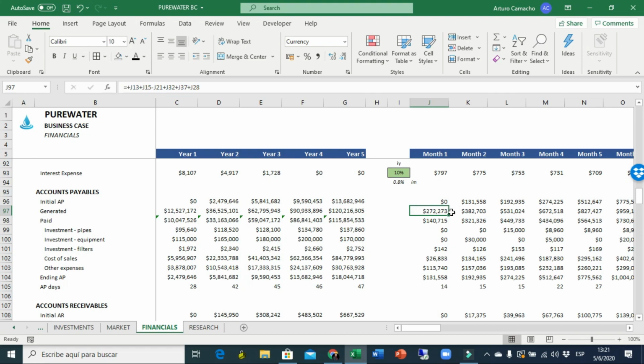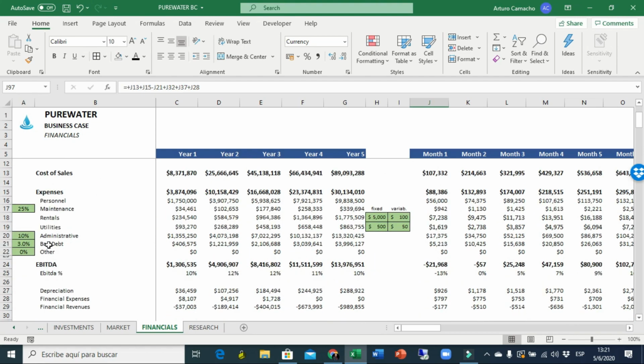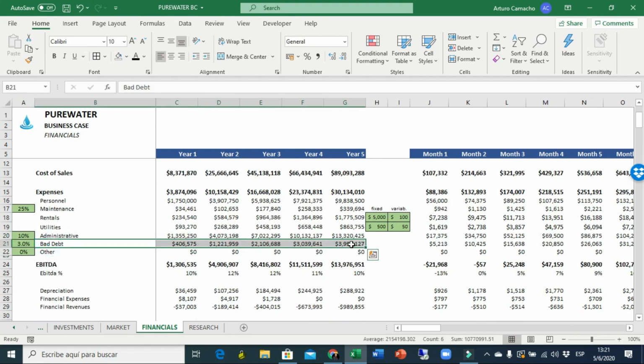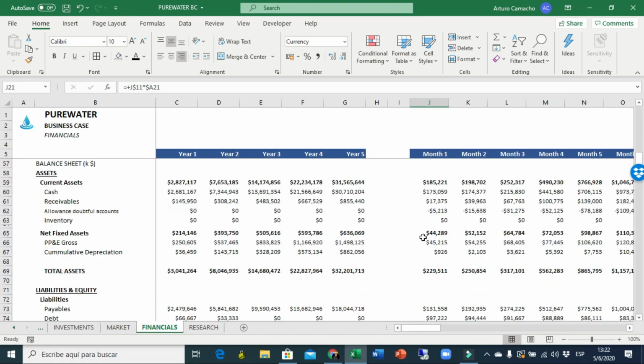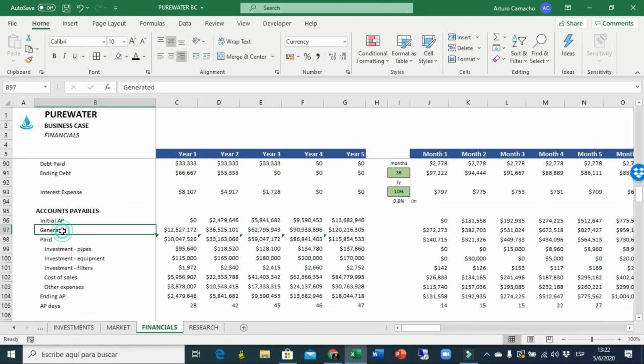Why? Because the bad debt, this one over here, is something that you accumulate in the balance sheet and then you write off at the end of a year. So it's something that is not actually paid. Okay, so that's why it's out of the generated accounts payable.